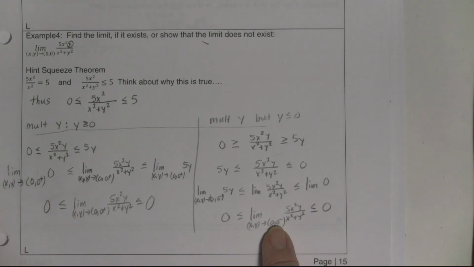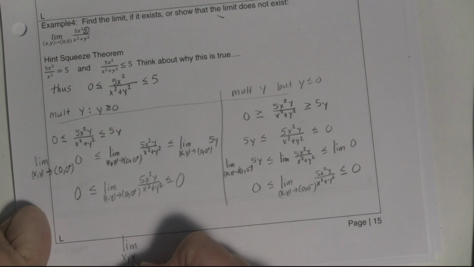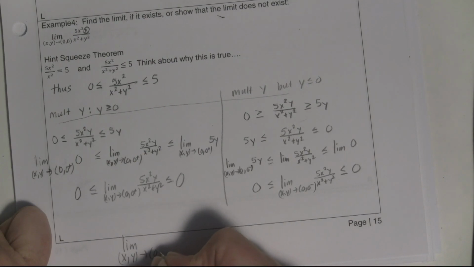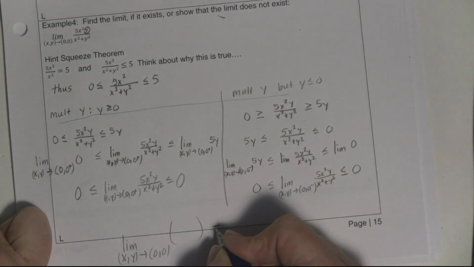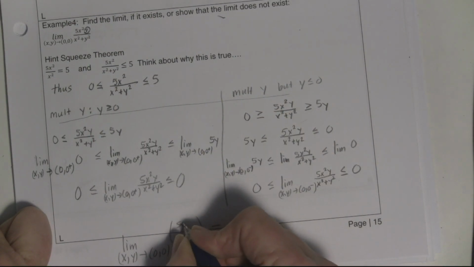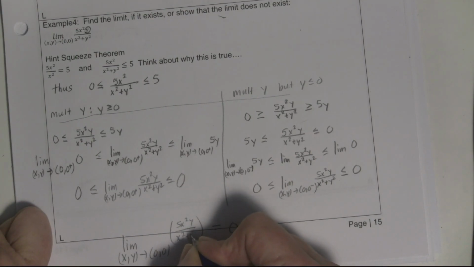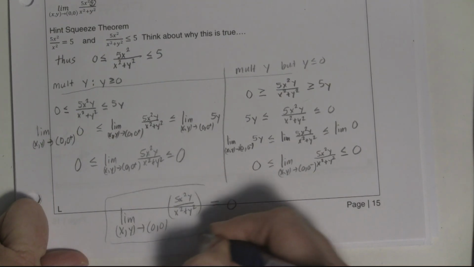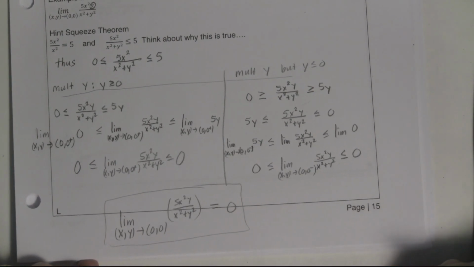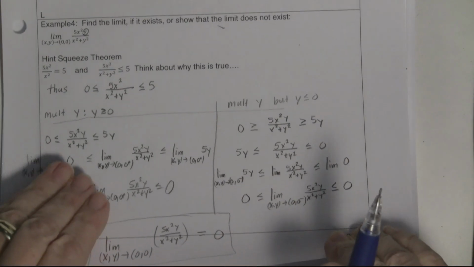And so since they're the same, I have proved that the limit as x, y goes to 0, 0 of my function that I have here is equal to 0 using the squeeze theorem. And I feel very clever to have done that. Okay, so we did a good job. If you want to see the absolute value, go check it out in your book. And I think they both work excellently.